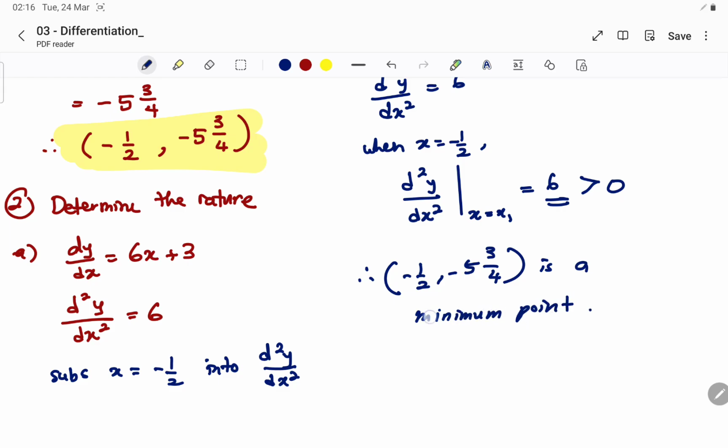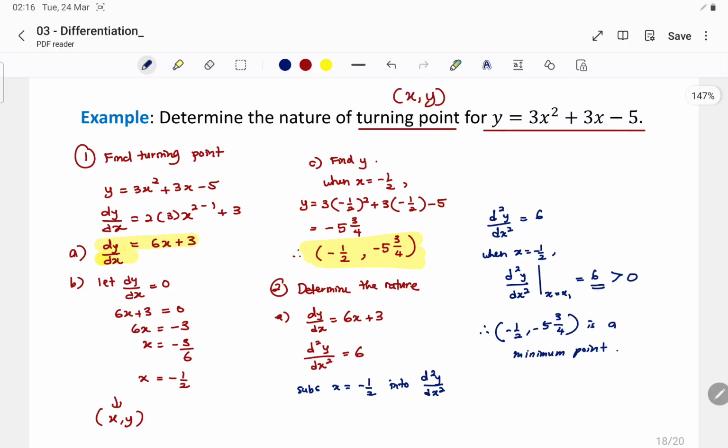Like that. That's it. That is how you can get the answer to find the nature of the turning point. So it depends on what value you got after you substitute inside the second differentiation just now. If it is greater than 0, then it is a minimum point, or vice versa. So you have to see the situation of the question.